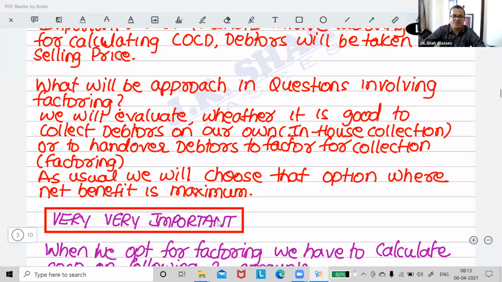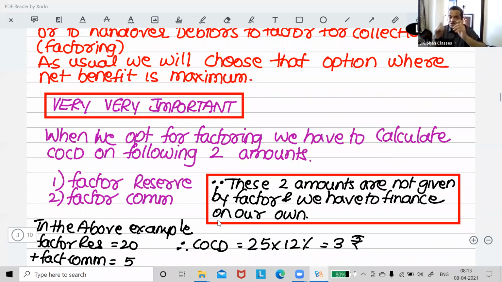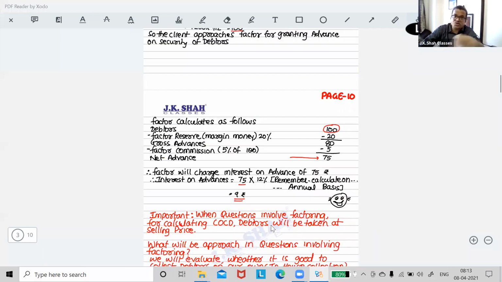Okay, one very important thing. When we opt for factoring, we have to calculate COCD on the following two amounts: factor reserve and factor commission. Since these two amounts are not given by the factor, we have to finance them on our own. See for yourself in the above example. You approach the factor asking for a loan of 100 rupees. He gave you a loan of how much only? 75. So how much will you have to arrange on your own? This 20 and this 5, 25 I will have to arrange on my own.